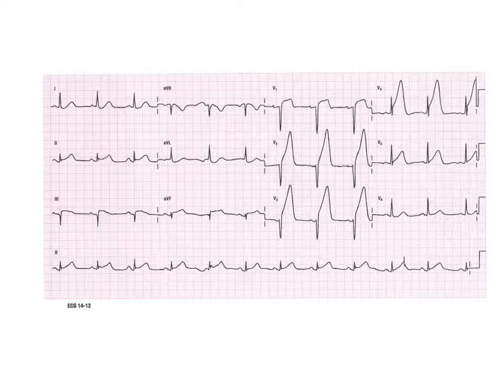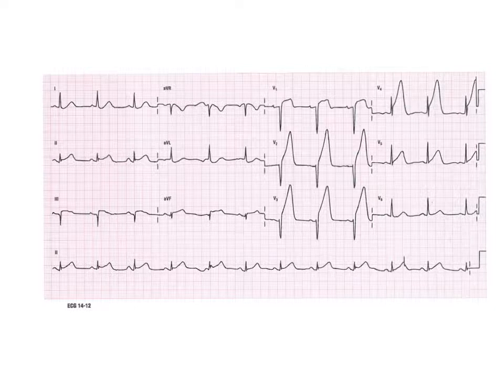The P's look normal. They all look the same. We have some wandering baseline in some of these, but the P's all look the same. So PR, QT is not elongated, it's normal. And the QRS is normal, so that takes care of RPM.